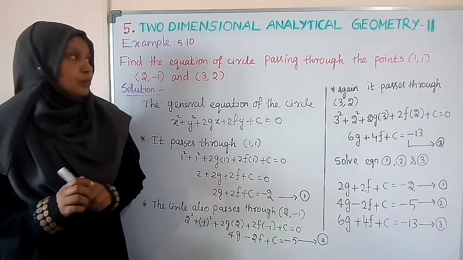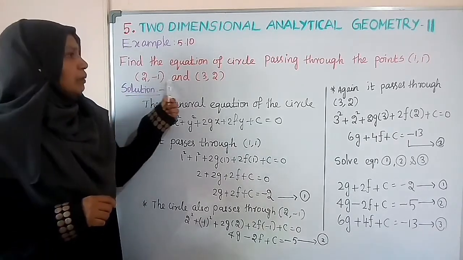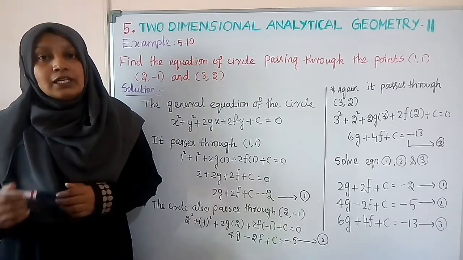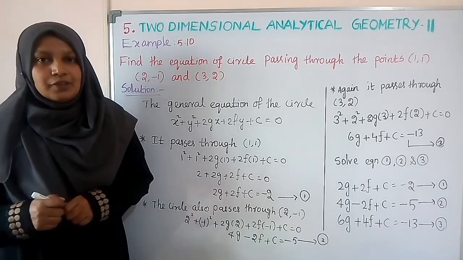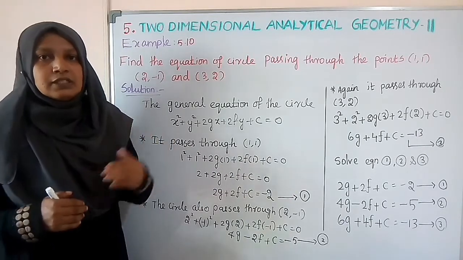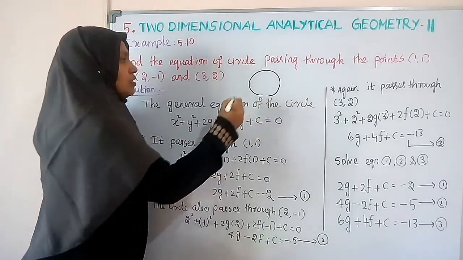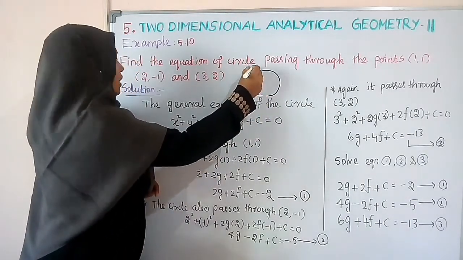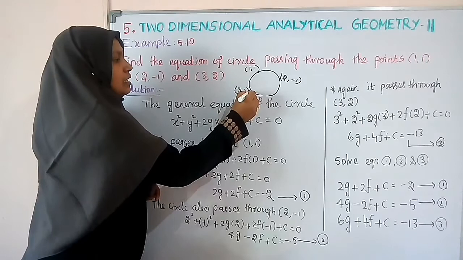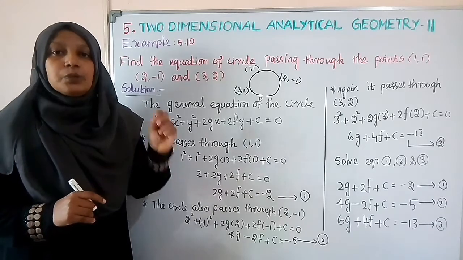Example 5.10. Find the equation of circle passing through 3 points: 2, minus 1; 1, 1; and 3, 2. So a similar question we already completed in our part 2 video. Now the same question, but the solution part alone is a little bit different. So I am solving this question here. They are given 3 points on the circle. The points are 1, 1 and 2, minus 1 and 3, 2. So these 3 points pass through the circle. Using the 3 points, we have to find the equation of the circle.